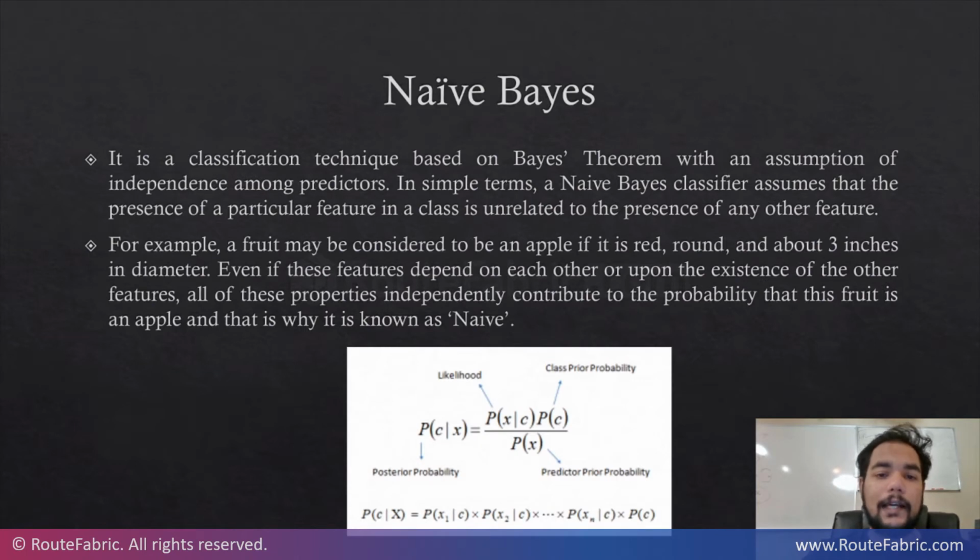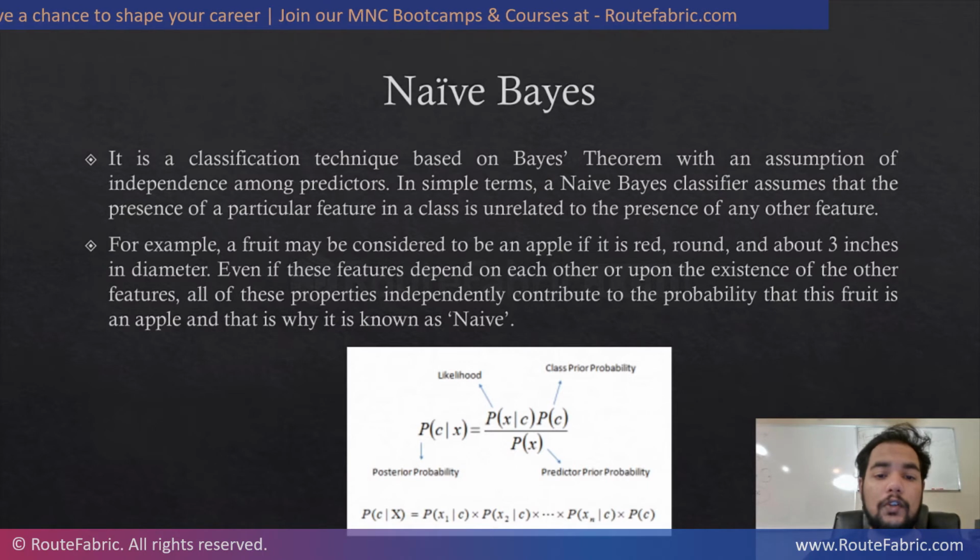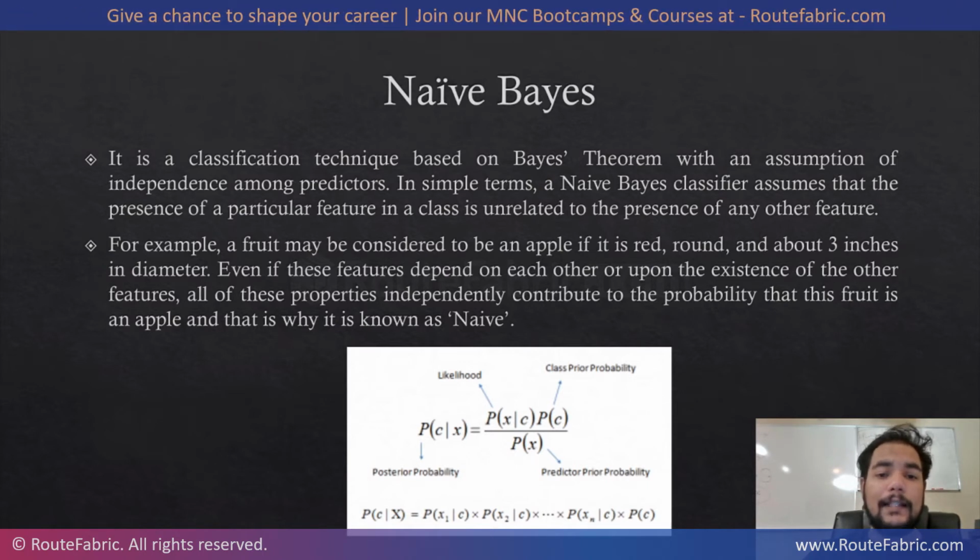Now let's look at Naïve Bayes. Naïve Bayes is a classification model which can be used to find email spam. It is a classification technique based on Bayes' theorem with an assumption of independence among predictors, which are your feature selections of X values. In simple terms, a Naïve Bayes classifier assumes that the presence of all particular features in a class is unrelated to the presence of any other features.